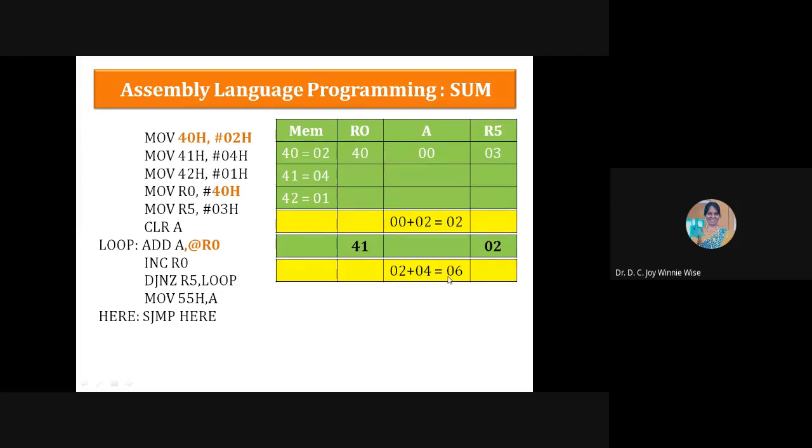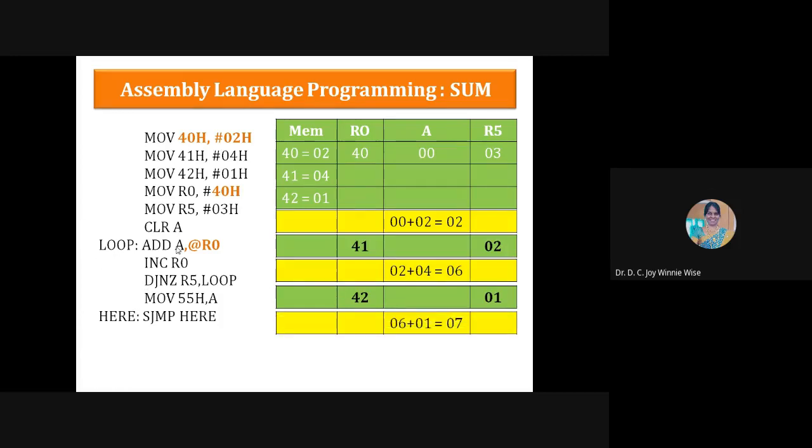Once the second data is added, next we have to fetch the third data. So increment R0, and then we decrement the counter, so it becomes 01. Again we check it is not 0, so we repeat this process. Add the third data that is available in R0, which is here 42. So the previous data 06 plus the third data 01 is added, so we get the output as 07.